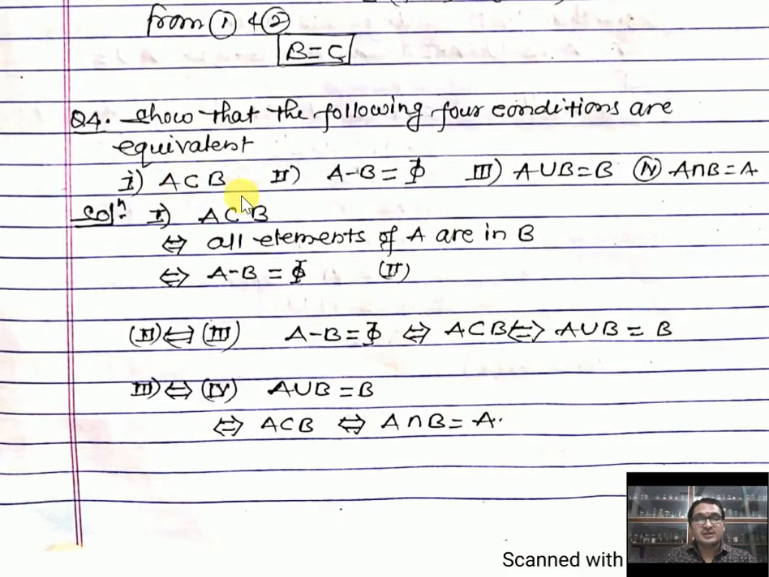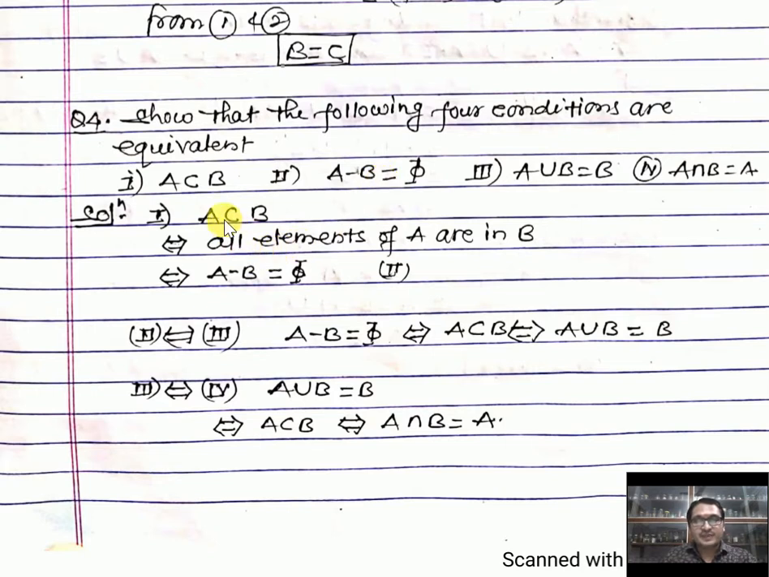A subset B. It's obvious, right? If A is the subset of B, it means all elements of A lie in B. It means you can write, this implies that A minus B, if and only if A minus B will be equal to the null set. So we have proved the second result.